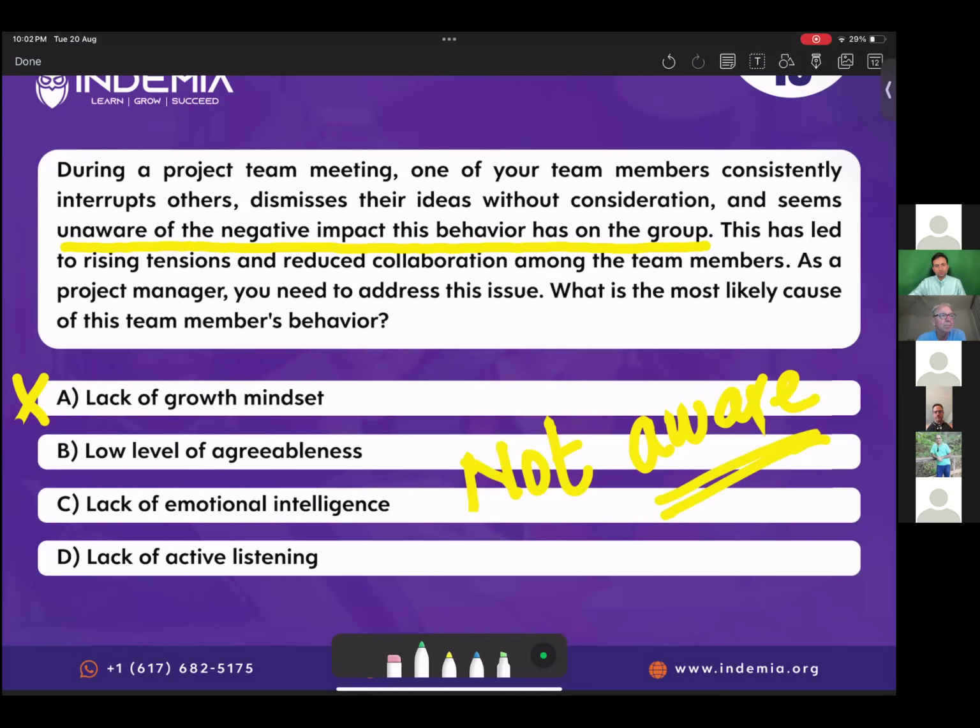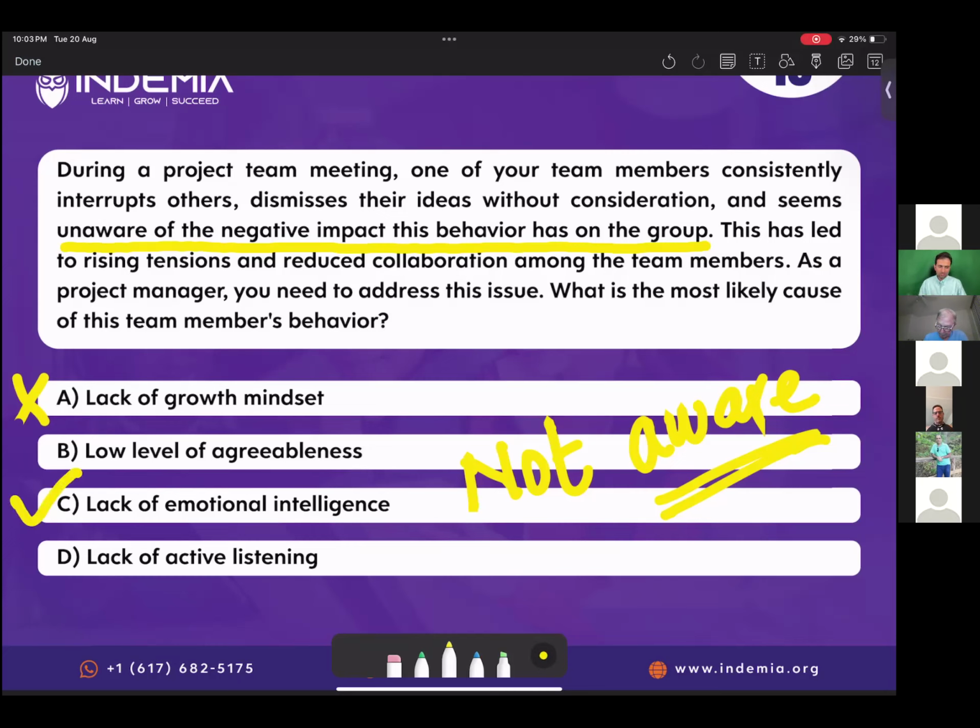Now let's read it. So, as a product manager, you need to address the issue. What's the most likely cause of this team member's behavior? So, what's happening? Consistent interruptions, dismissing others' ideas without concentration, and seems unaware of the negative impact. So, dismissing ideas without concentration, this could also be lack of active listening, meaning we're not listening to what others are saying. But the question has more information, like being unaware. We lack social awareness. Social awareness is one of the elements of emotional intelligence, right? So the correct answer is lack of emotional intelligence or lack of social awareness, right?